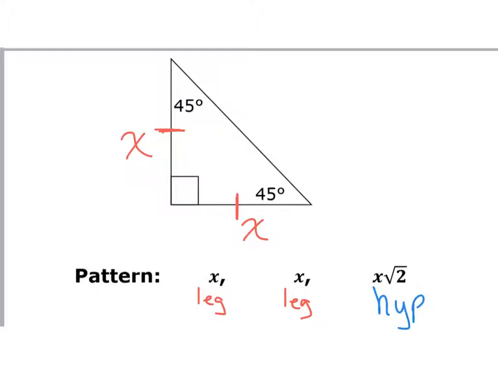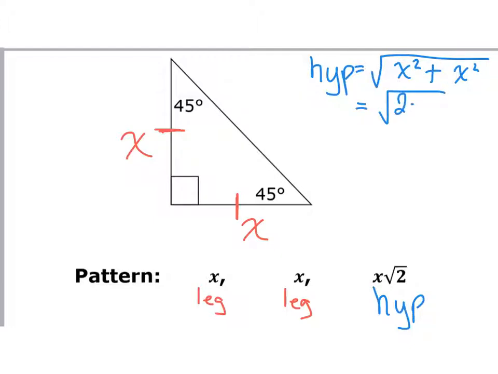Now, to see that that's what you really get for your hypotenuse, remember we learned a shortcut if you're missing a hypotenuse and you have the other two sides. Inside your square root, do you add or subtract? Add. And the two sides that I have are both x, so it's going to be x squared and x squared. What is x squared plus x squared? 2x squared. So my hypotenuse now is the square root of 2x squared.